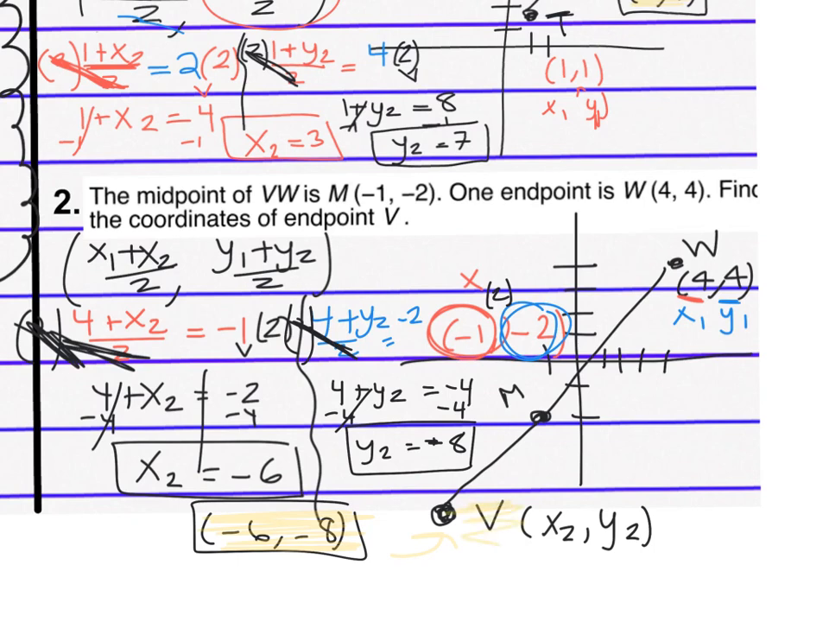So if you need to pause, rewatch, if you need to email, get help with that. For the test and the quiz, you will need to be able to find the endpoint. How will you know when to do which? The question will either say find the midpoint, in which you just plug and chug like we did yesterday, or it will say find the endpoint, in which you'll do this process solving the equation.